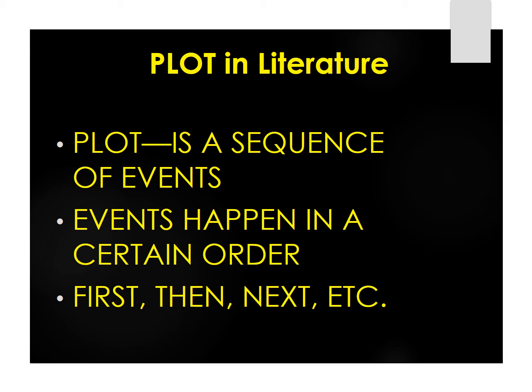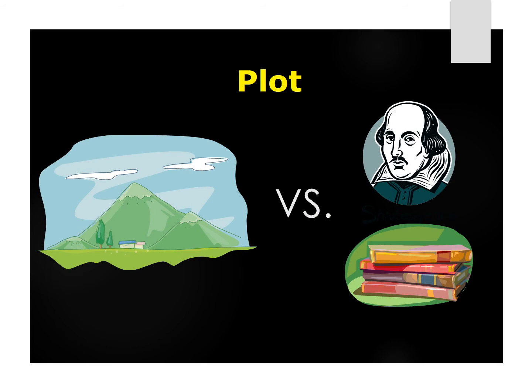So, first of all, in a work of literature, plot is a sequence of events. This means that events, or things that happen in a story, happen in a certain order, one after another, like first, then, next, and so on. Think about and picture a mountain, and think about the story that you may be reading. We can compare the story to a mountain.